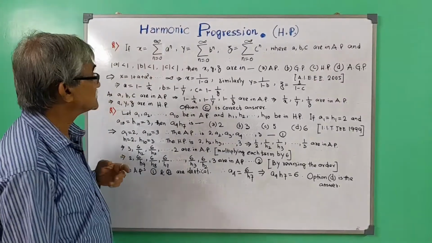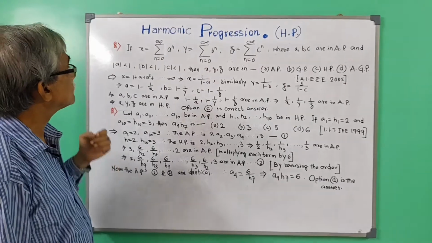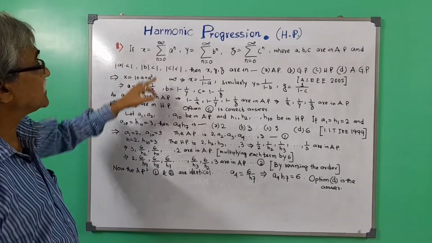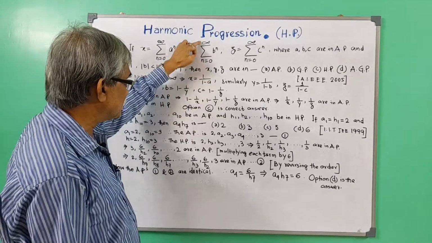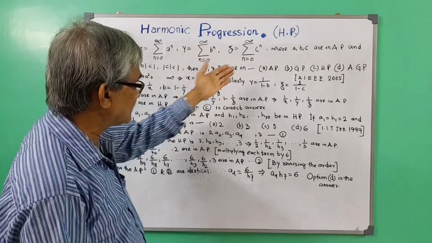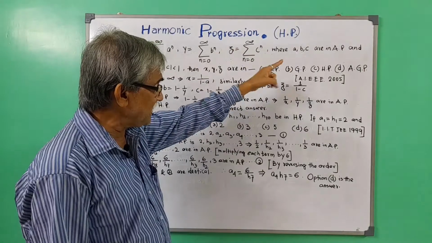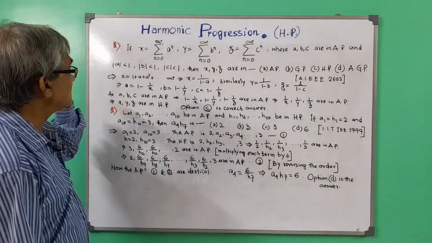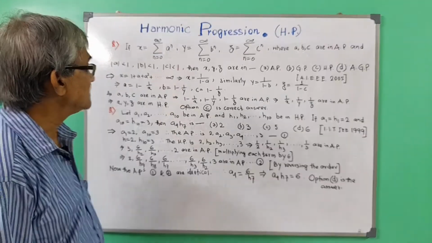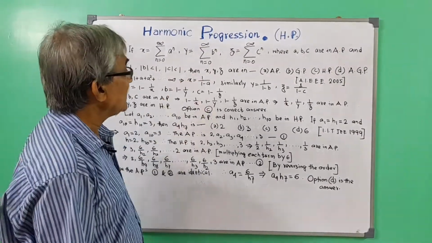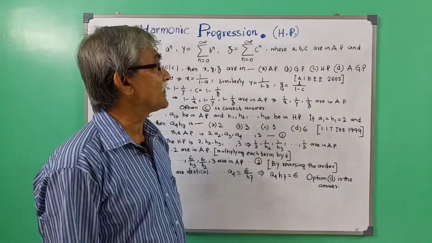Now, before I end this session of the video, let me do another two sums. If x is equal to summation n equals 0 to infinity a to the power n, y is equal to summation n equals 0 to infinity b to the power n, and z equals likewise summation n equals 0 to infinity c to the power n, where a, b, c are in AP and modulus a less than 1, modulus b less than 1 and modulus c less than 1, that is, they are real fractions. Then x, y, z are in, there are 4 options.